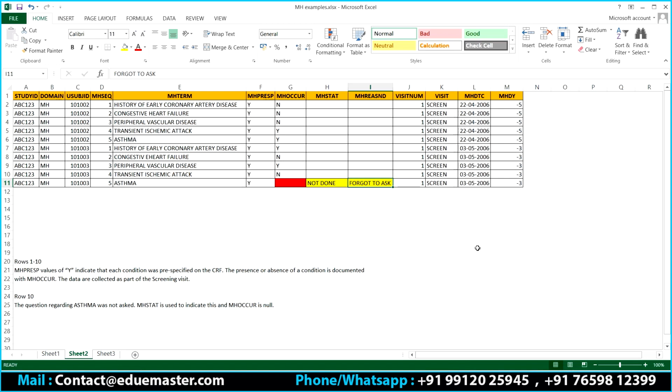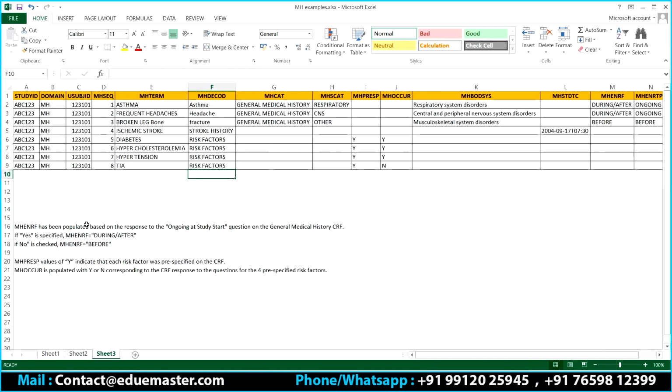Then that's the reason you don't have the reason for that, and at the same time we don't have a clue about whether it is an occurring event for him or not. Make sense? And you can see the reasons also here. The question regarding asthma was not asked, so that's the reason MH stat is used to indicate, and MH occurrence is null, right? That's the reason I just mentioned all these three here as number one. Clear, guys? Remember, all these are happening during the approach. That approach is going to be a screening. All right, let's move to the next one.